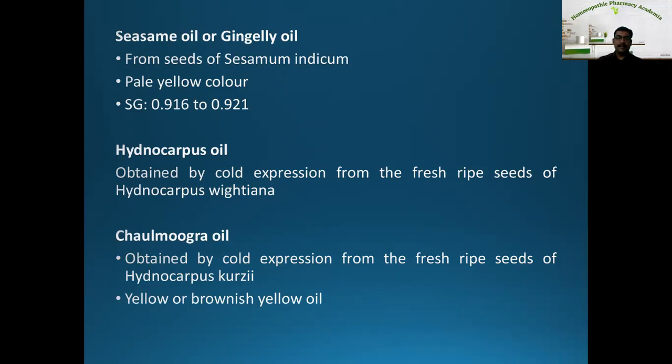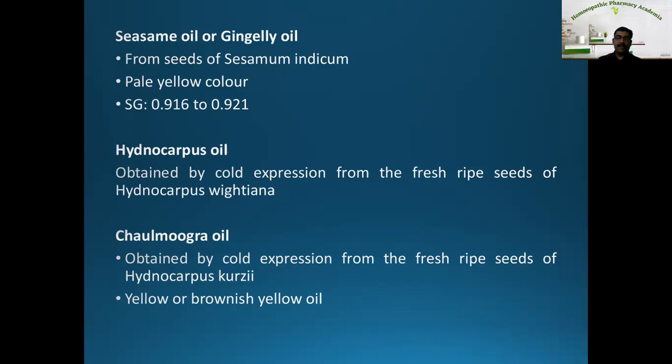Seeds of Sesamum indicum. And here the oil is extracted from seed under ordinary temperature. Now specific gravity is 0.9162 to 0.921, and the composition of sesame oil is it contains olein, sesamin, sesamol, stearin, palmitin. So these are the constituents: olein, sesamin, sesamol, stearin, palmitin.